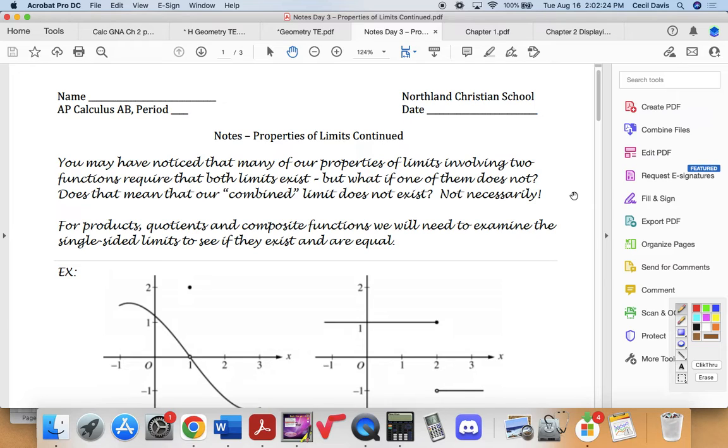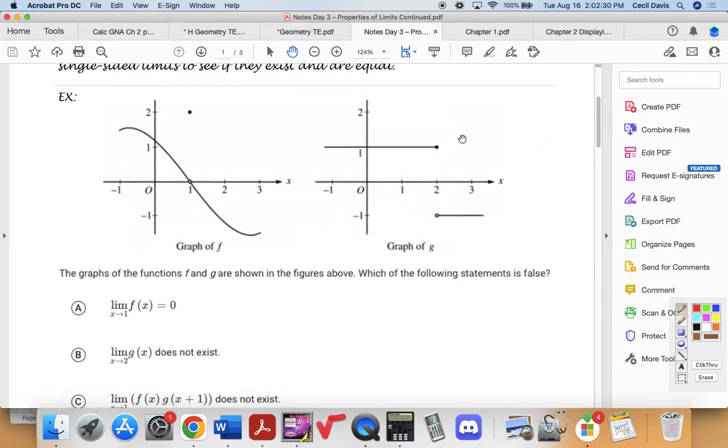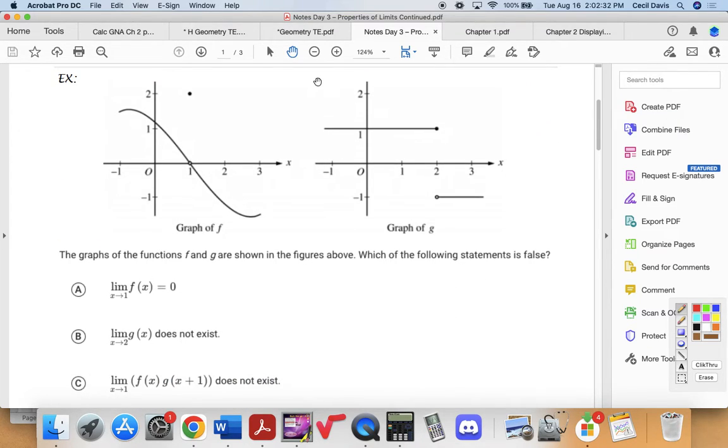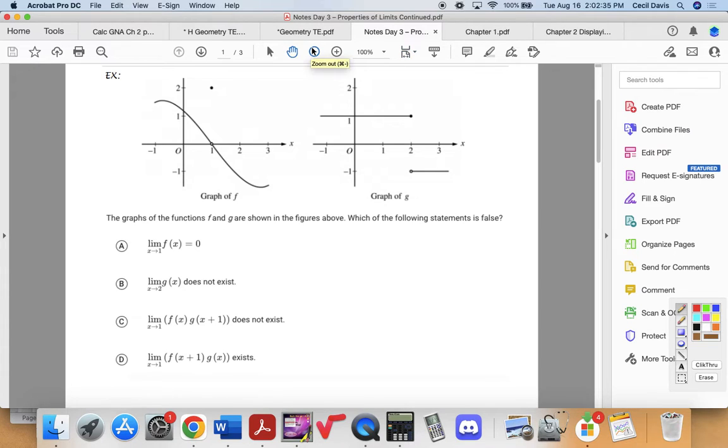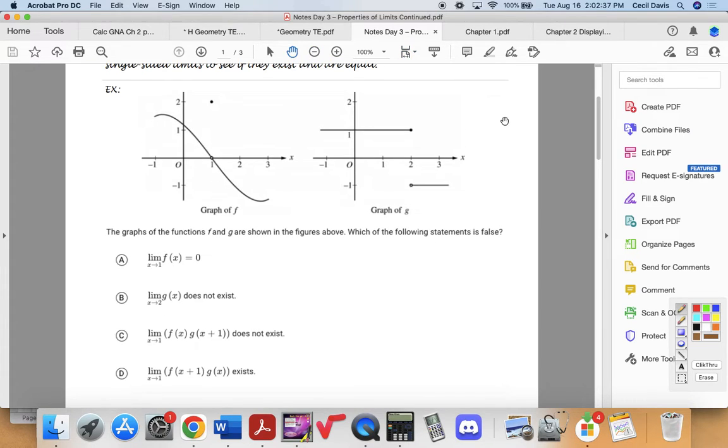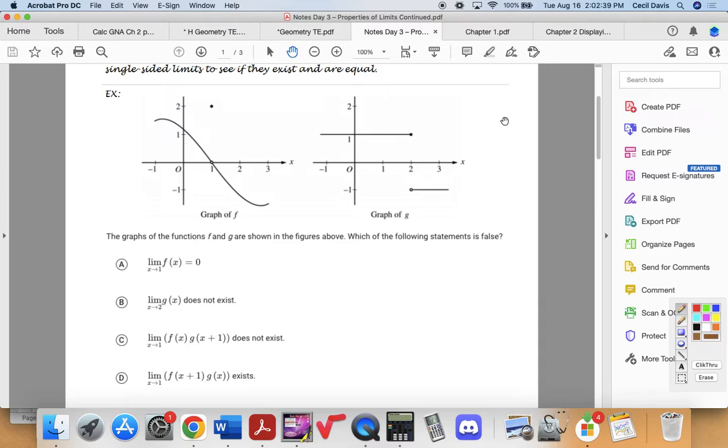Each one of these represents something that's just a little bit different. Now I'm going to have to make this a bit smaller to see all the answer choices, but you have it on your page, so you should be okay. All right, so this is one of their examples. The graphs of the function f and g are shown in the figures above. Which of the following statements is false?